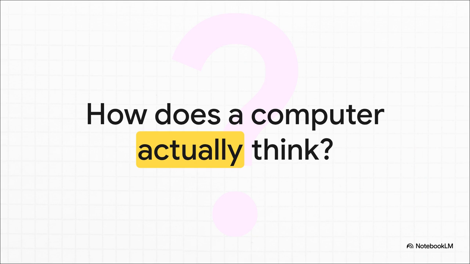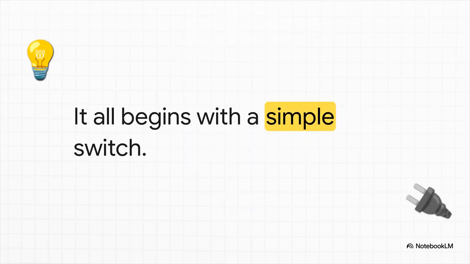How does a machine, a lump of silicon and metal, go from being an inert object to something that can calculate and communicate and even create? The answer is actually surprisingly simple. And it all starts with a concept you already know inside and out. That's it. Seriously, a switch.